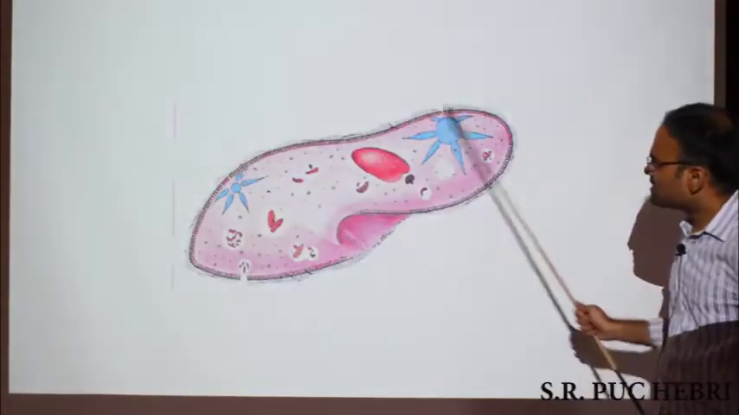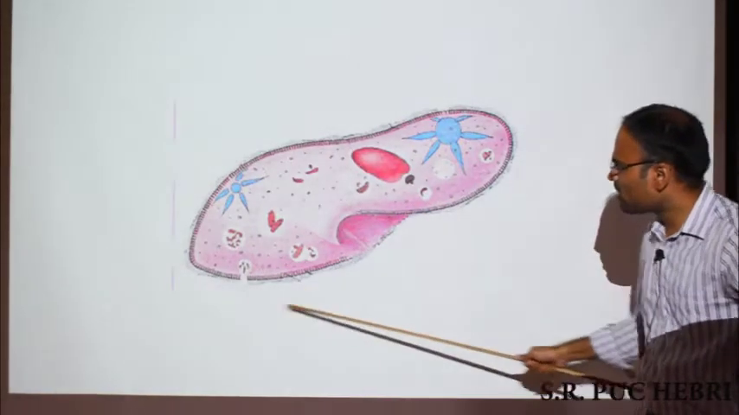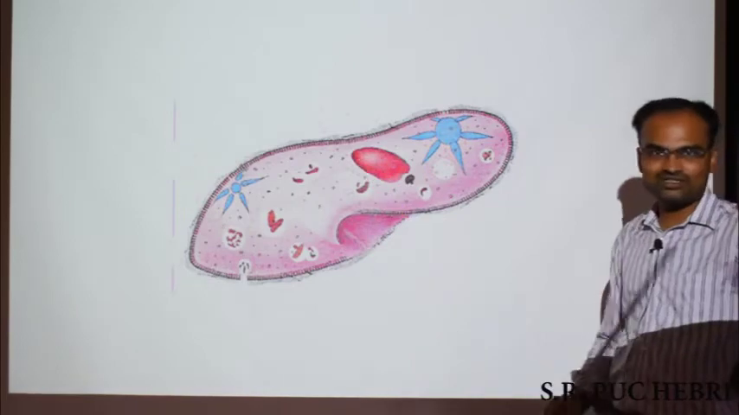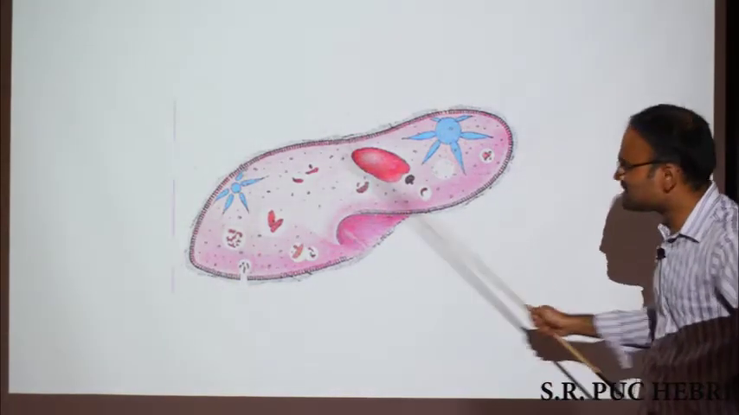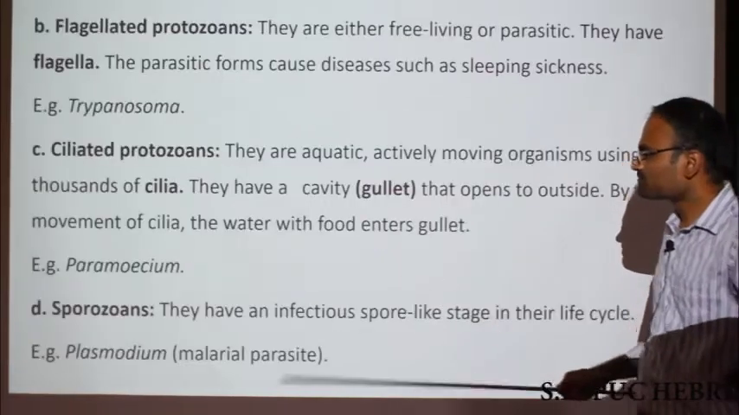This is the picture of the Paramecium, where you can observe small hair-like structures all over the body, which are called cilia. Okay, flagella is absent. There is no flagella, but cilia are present. Okay, the body is slipper-like. We call it a slipper-shaped body.